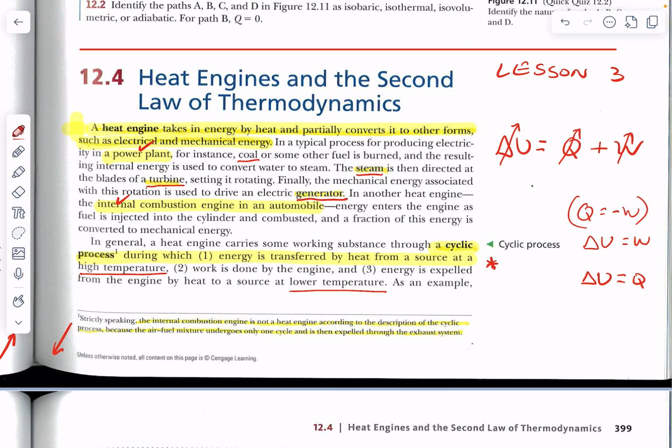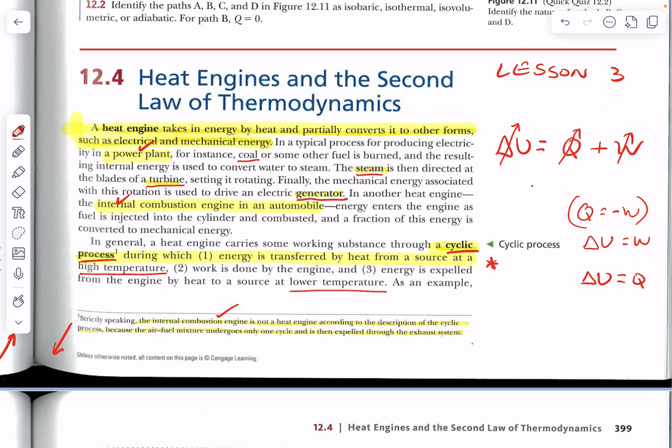So a heat engine therefore carries some working substance, usually a gas is what we're considering in this chapter, through a cyclic process, which means it goes through cycles. Technically speaking, it mentions down here the internal combustion engine is not a perfect heat engine or a technically theoretical heat engine, because you are expelling an awful lot of your heat through the exhaust process.